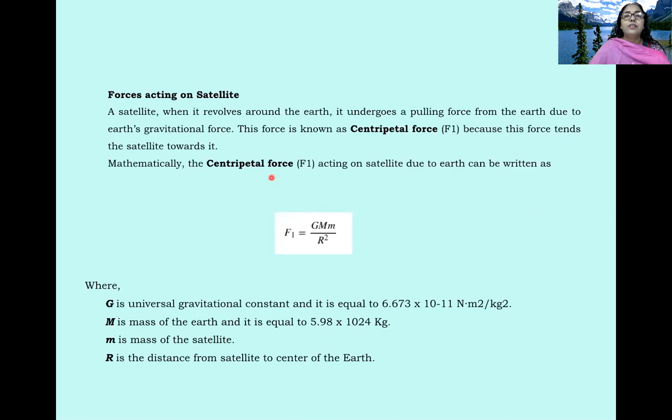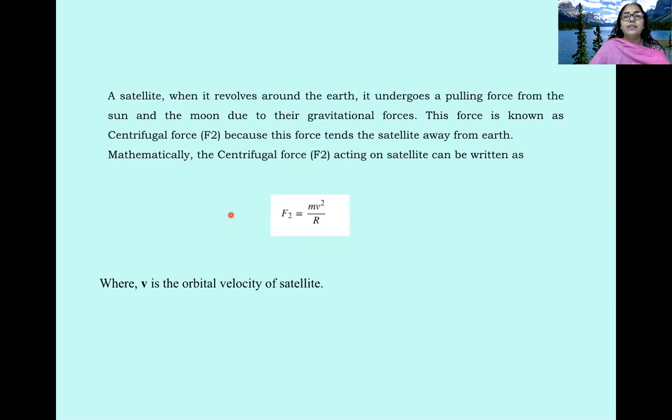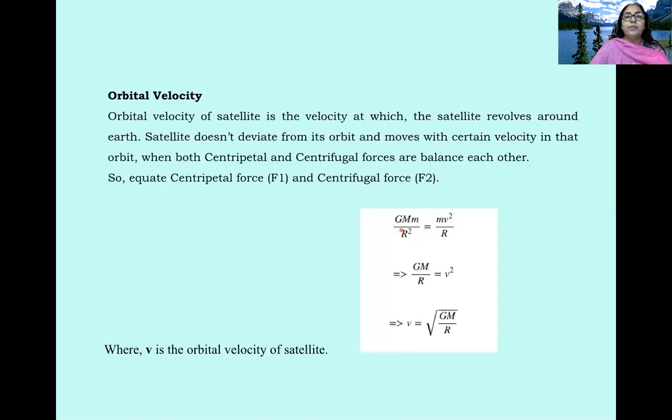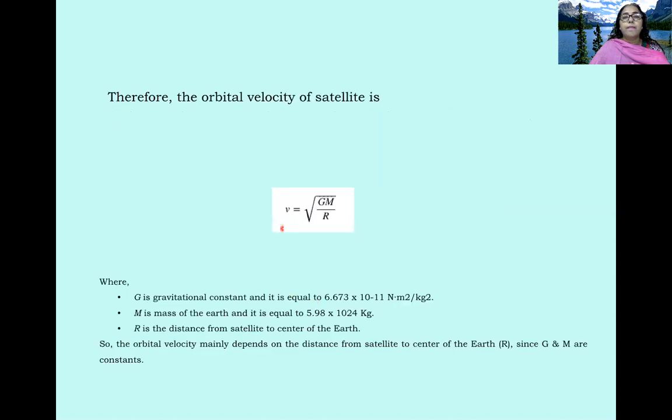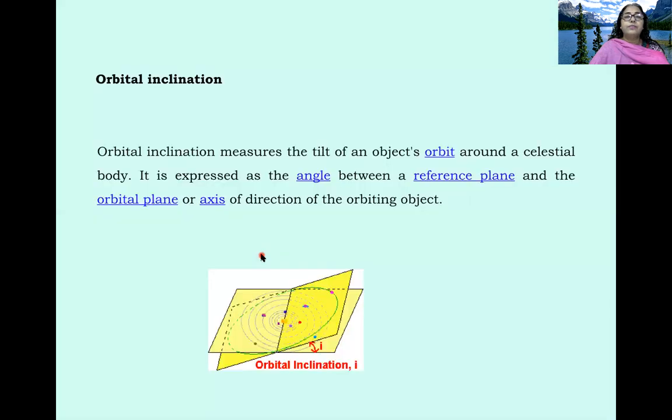Now forces acting on the satellite: it is the centripetal force, already we have discussed earlier, and this is the centrifugal force. When these two forces are equal and opposite, then a body is moving around another body. Orbital velocity is given by this, v is equal to square root of GM by r. r is the distance from the satellite to the center of the earth.